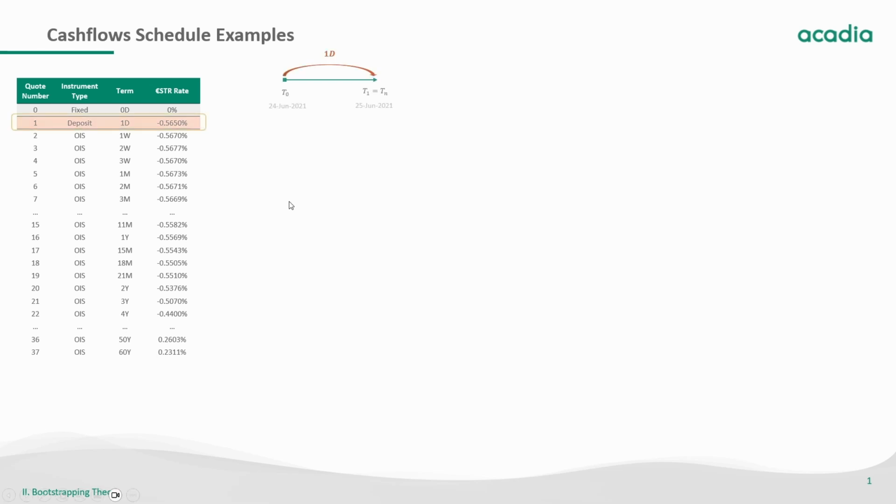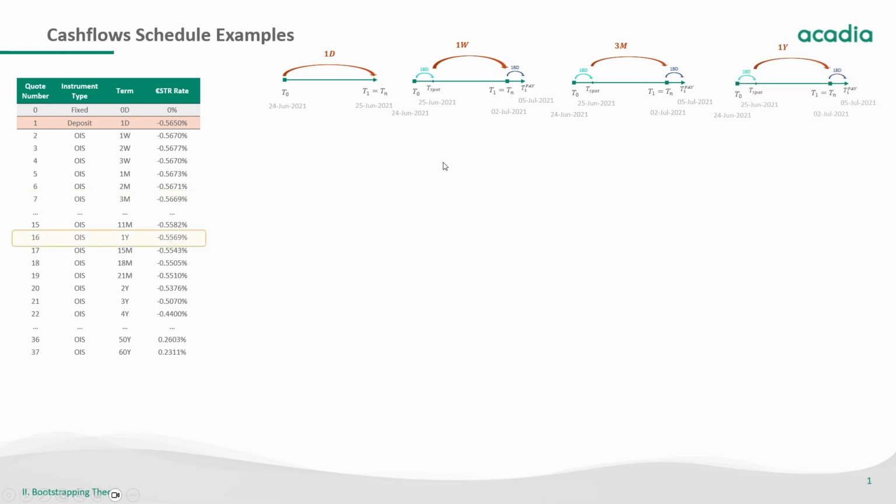For the first quote, it's a deposit, so you just add the quote term to the valuation date to get the maturity date. For the second quote, those are OIS here, so we add one business day to the valuation date, and from the spot date, you add the quote term to find the maturity date, to which you add a payment leg of one business day to get the payment date. We already talked about all this. If we look at other examples of OIS, for example, 3 months or 1 year, the cash flow schedule actually works in exactly the same way.